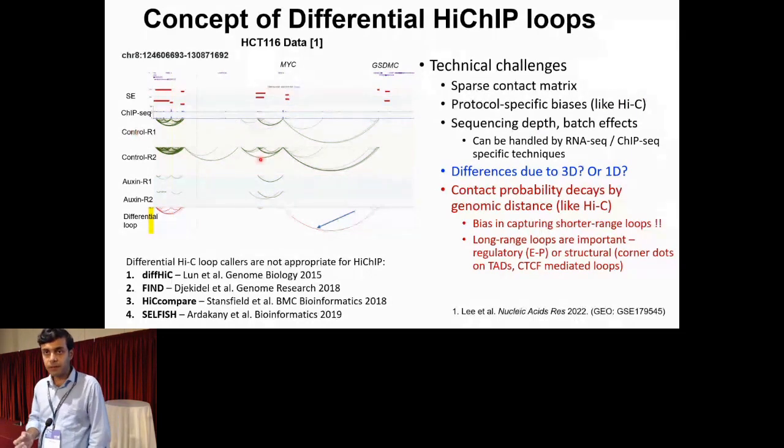And there are many differential loop callers which are biased towards capturing the shorter range loops, but they can miss the longer range ones, for example, 1 megabase loops. But I have shown in the previous slide that 1 megabase loops or even beyond that are also immensely important in capturing the regulatory or structural components.